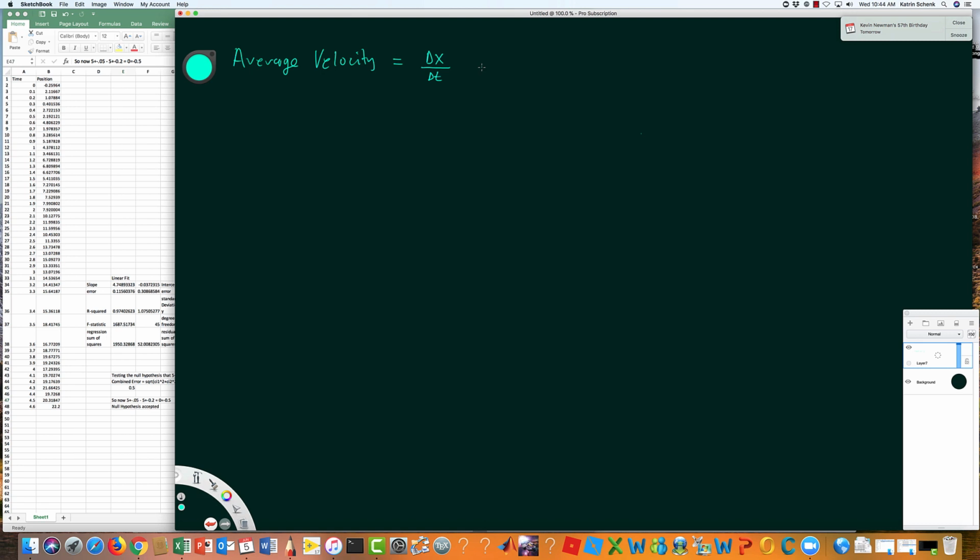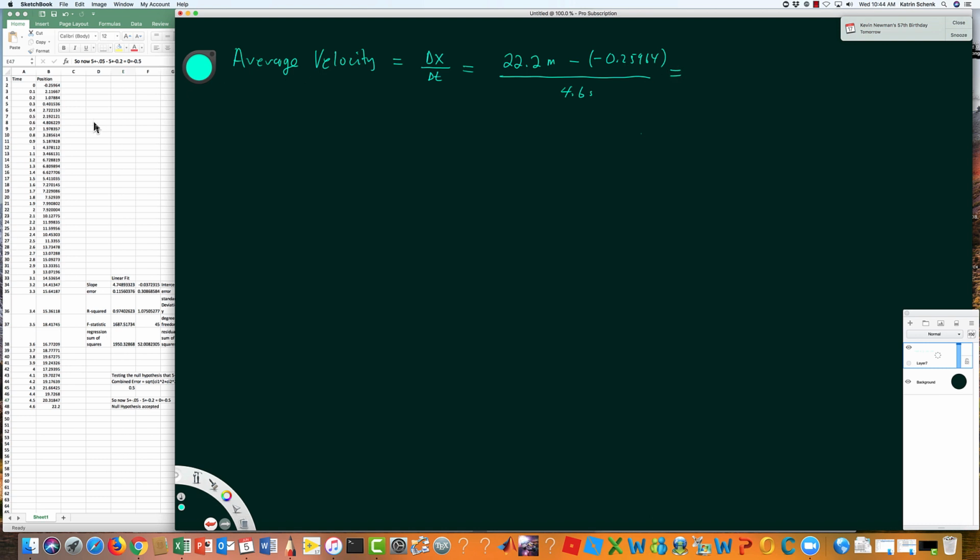So if I do that, for our case here, this is going to be 22.2 meters minus negative 0.25964. I should probably cut that off, over delta t. Well, what's the total delta t? It's 4.6 seconds minus 0 seconds, and so it's just 4.6.